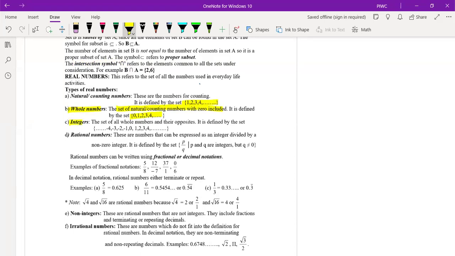Then we move on to the integers. The integers are the set of all whole numbers and their opposites. We can look at an example like -4, -3, -2, -1, 0, 1, 2, 3, and so on, right? So numbers all the way to the negatives of the whole numbers, and then whole numbers that are positives, including 0. That would be the integers. Okay.